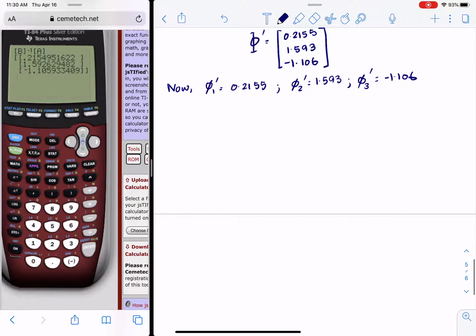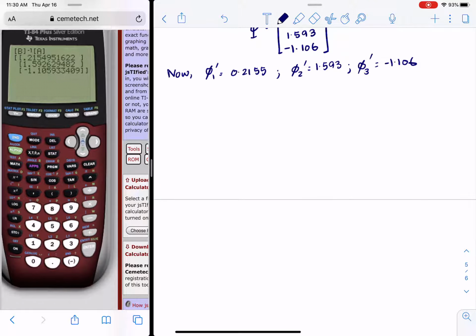So we know that pi k is negative phi k prime for k greater than or equal to 2. So pi 2 would equal negative 1.593. Pi 3 would equal negative 1.106, and it would become positive.